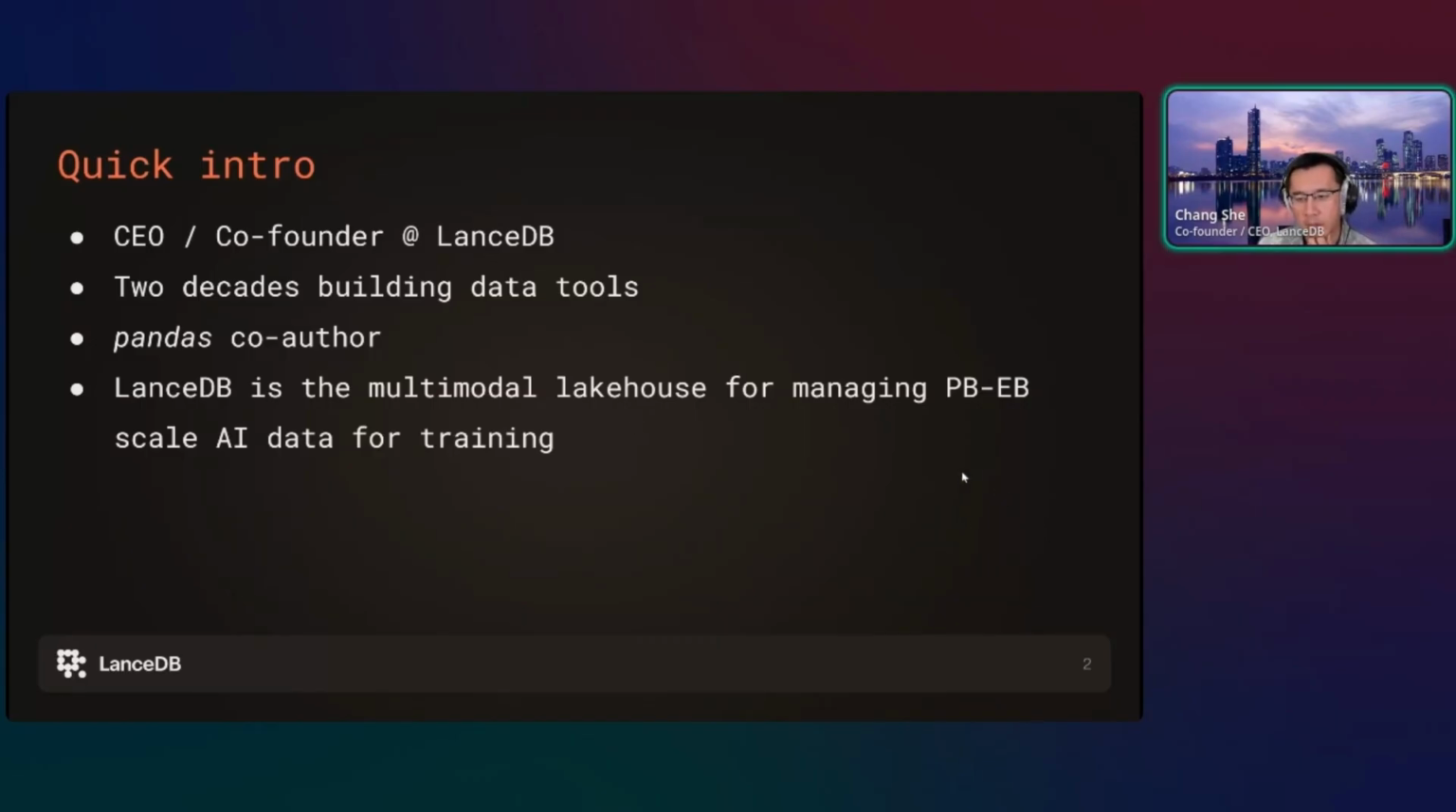And our community is using Lance format and LanceDB to manage petabyte to exabyte scale AI data for training. And when I talk about AI data, what I mean is embeddings, text, images, videos, and of course the tabular metadata. So all of that combined.